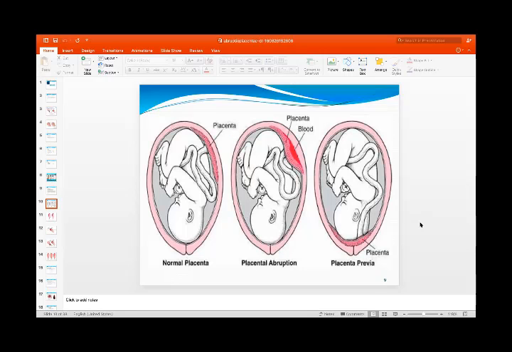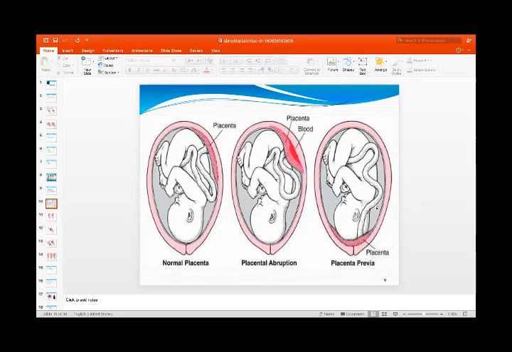As you can see over here in this picture, this is normal placenta. This is abruption placenta. The normally situated placenta is detached from the uterine wall, and there is blood in between the uterine wall and the placenta. Here, placenta previa, the low lying placenta in the lower uterine segment.